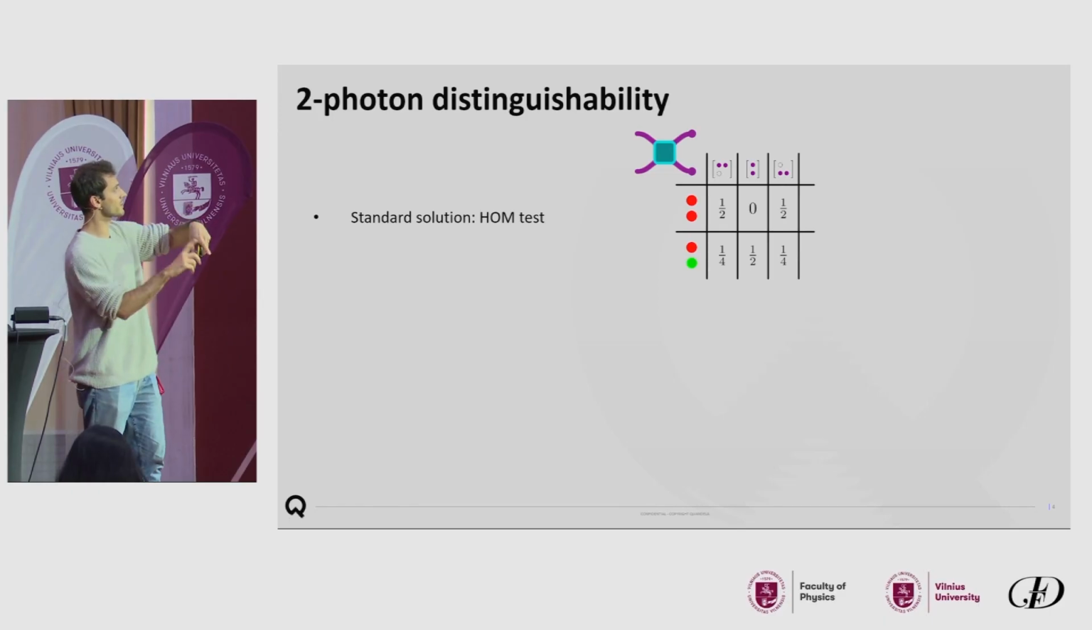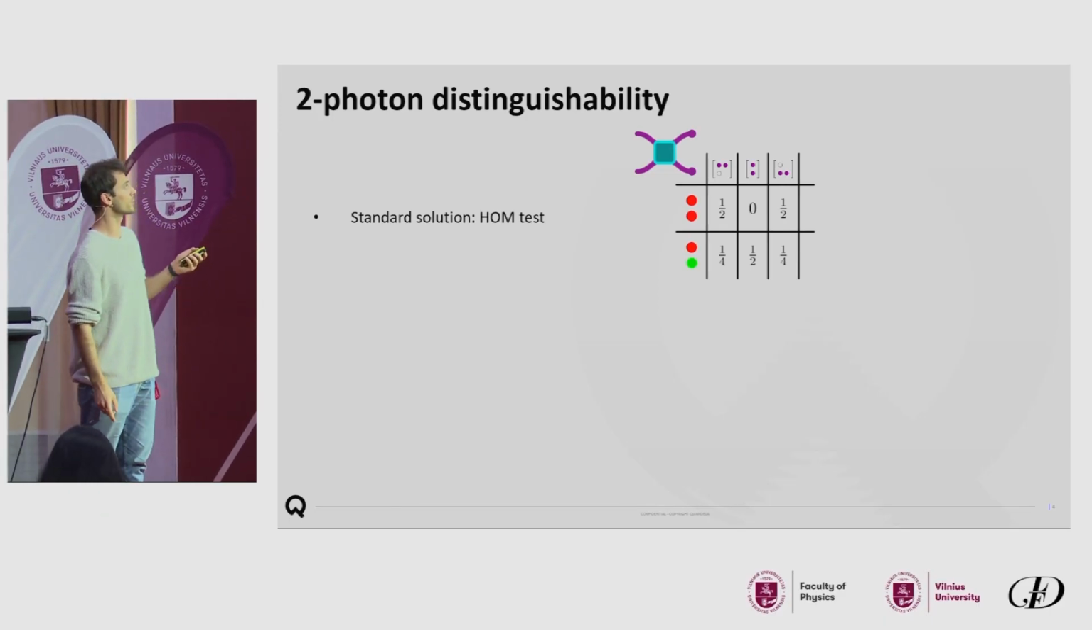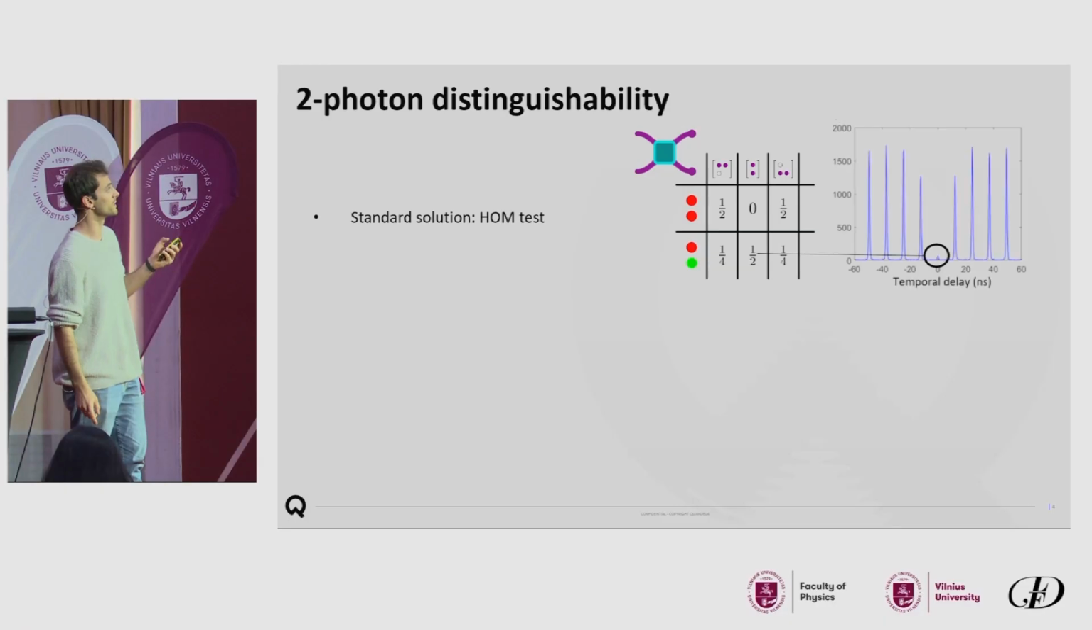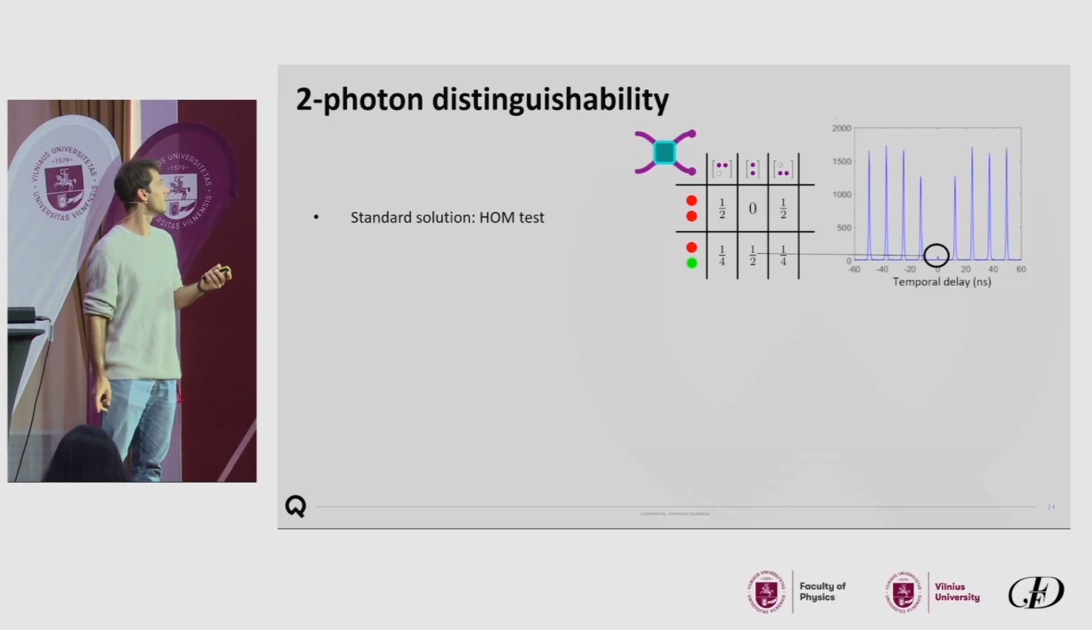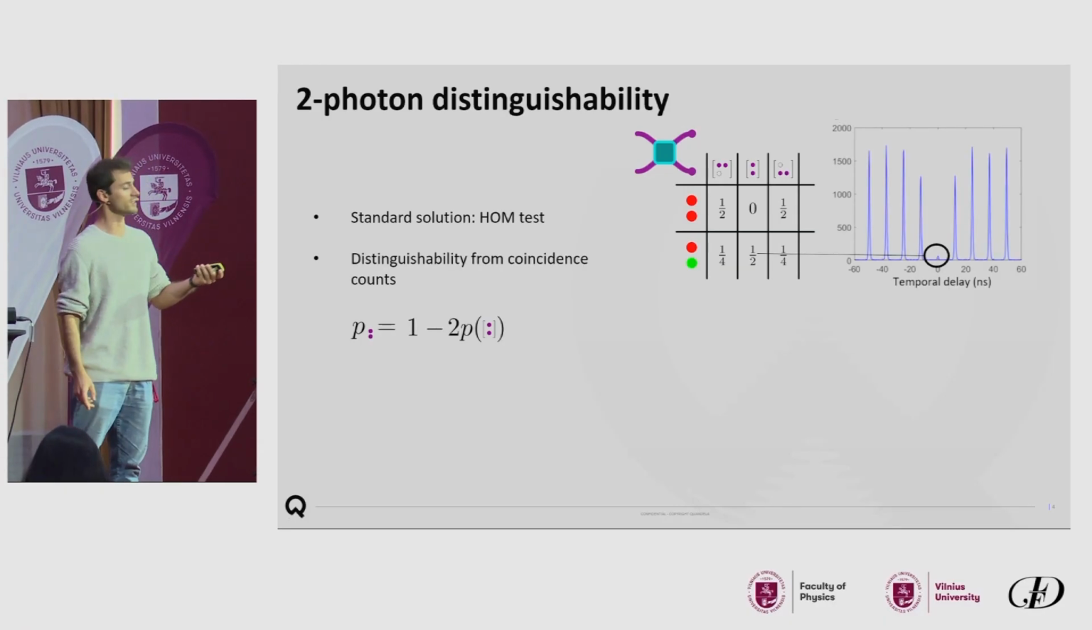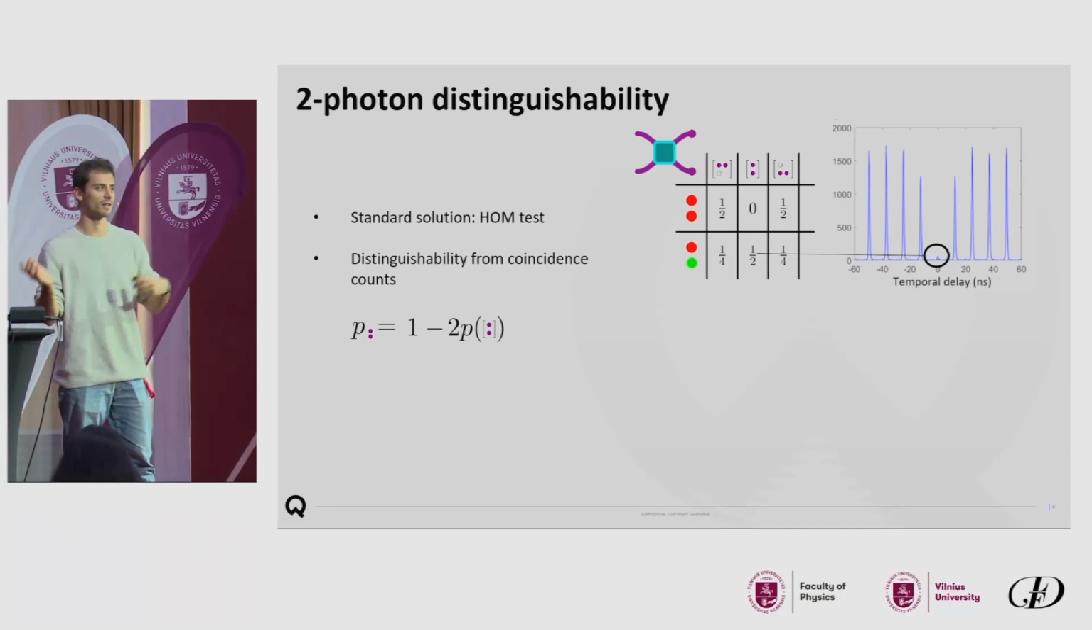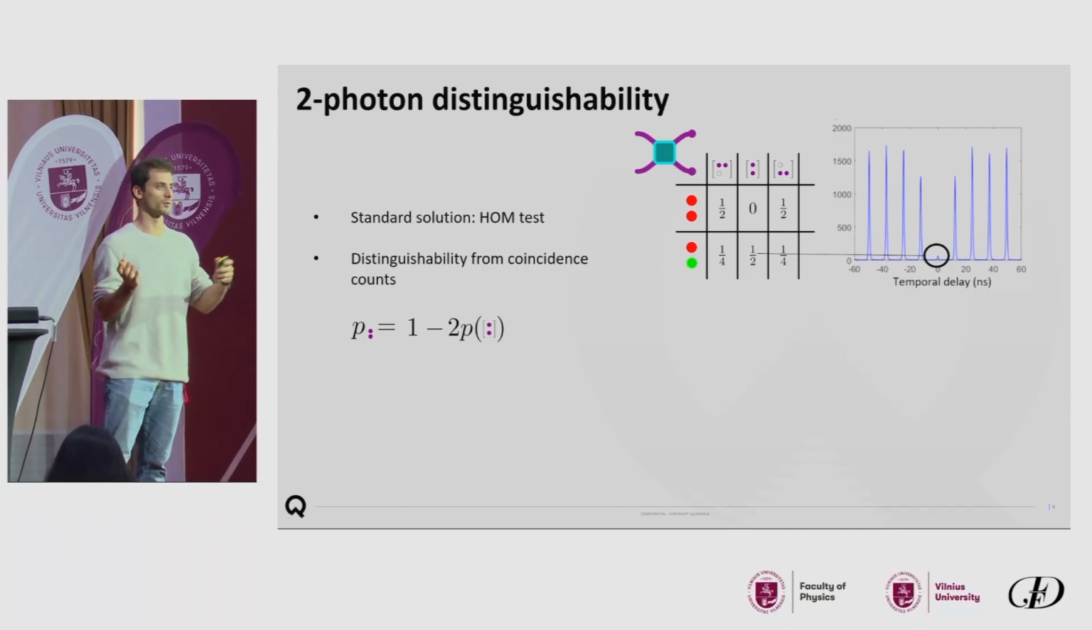I take my two photons, I impinge them on a balanced beam splitter, and if the two photons are indistinguishable, then there is a forbidden coincidence configuration. Measuring how often I see this forbidden configuration directly tells me how often my photons were either distinguishable or indistinguishable.